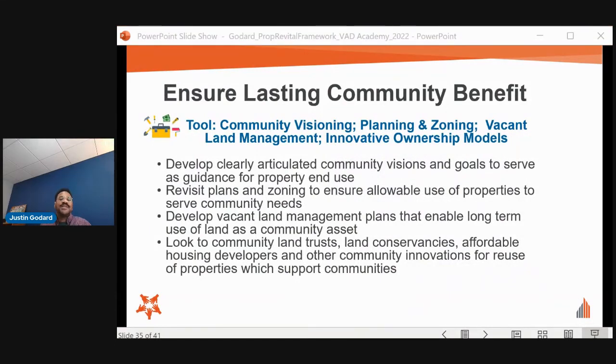Community members ultimately know what's needed in their neighborhoods, and local government should work with communities to develop clearly articulated visions and use those resources as guides for decision-making on the reuse of properties. Communities experiencing an increase in the amount of vacant land should develop management plans to determine long-term uses for these properties. Lastly, local governments should form partnerships with organizations advocating or advancing innovative ownership models, such as community land trusts, to foster long-term community benefits.